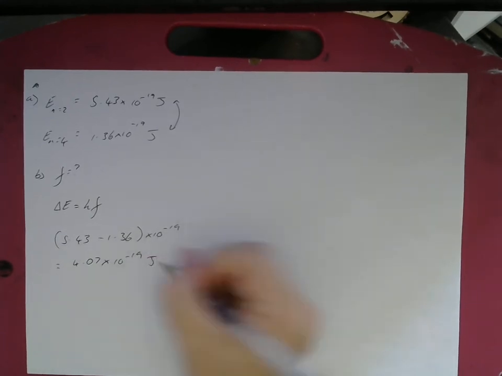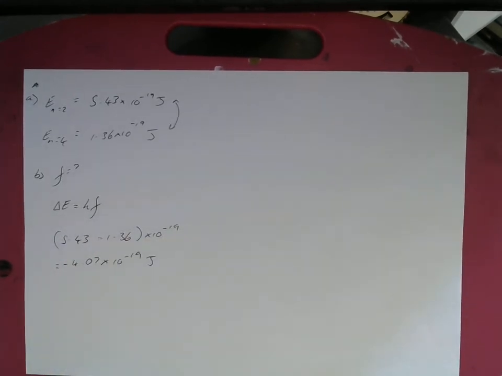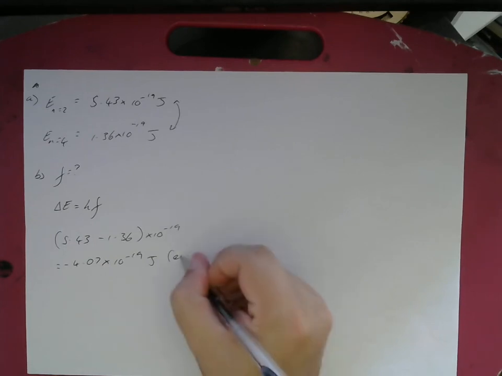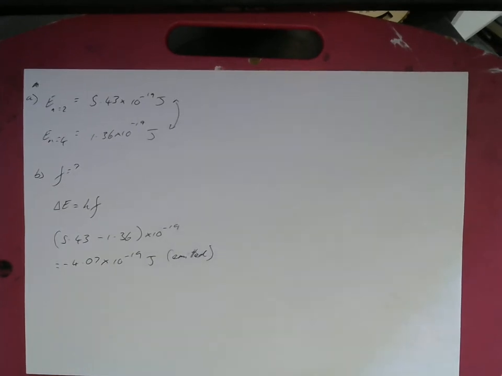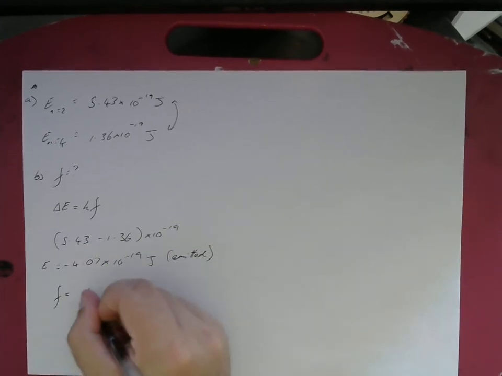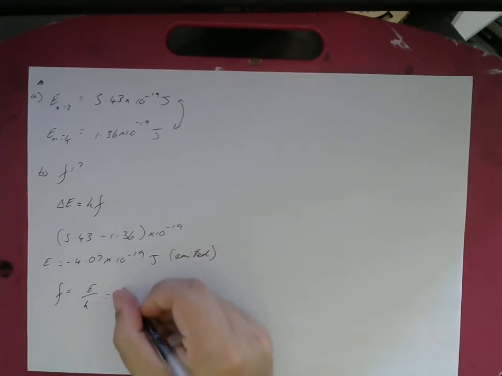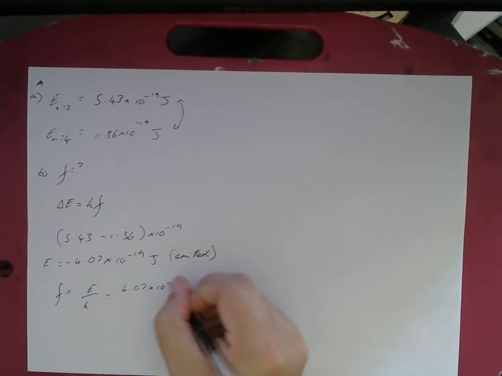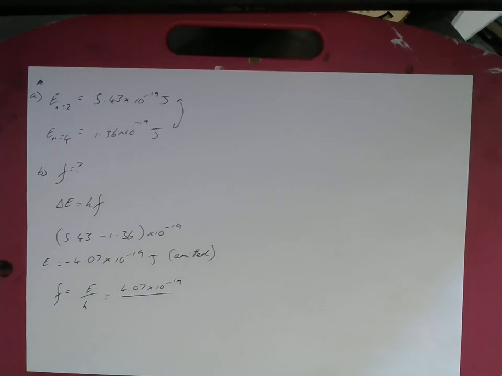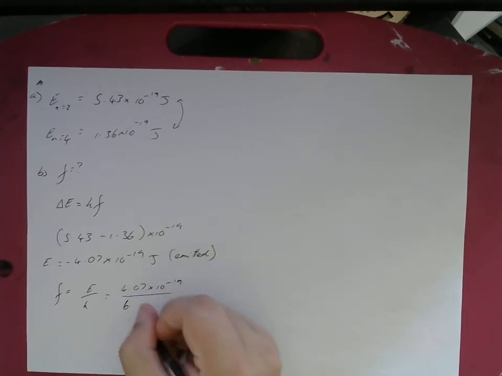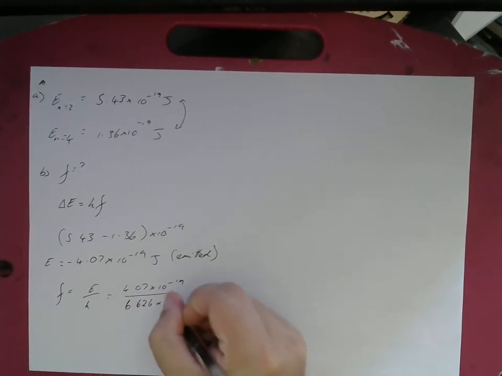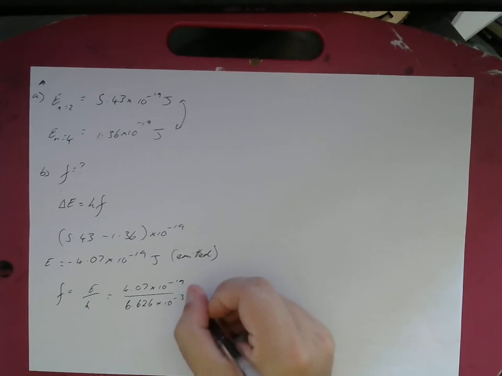So F will equal E divided by H equals 4.07 times 10 to the negative 19. You can put it in if you want to, but don't put the negative into this formula. You don't have a negative frequency, so it doesn't do anything. Divided by 6.626 times 10 to the negative 34, which would come out as being 6.14 times 10 to the 14 hertz.